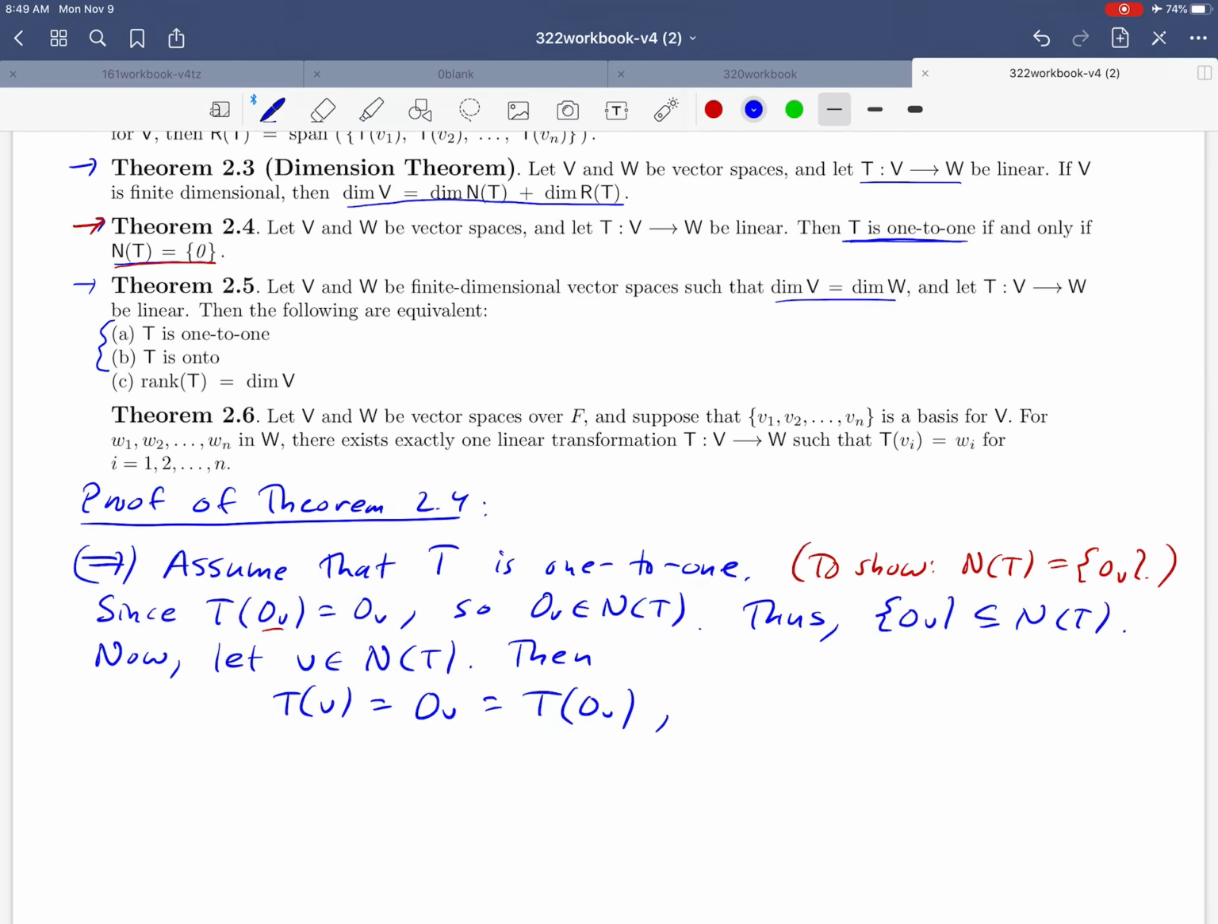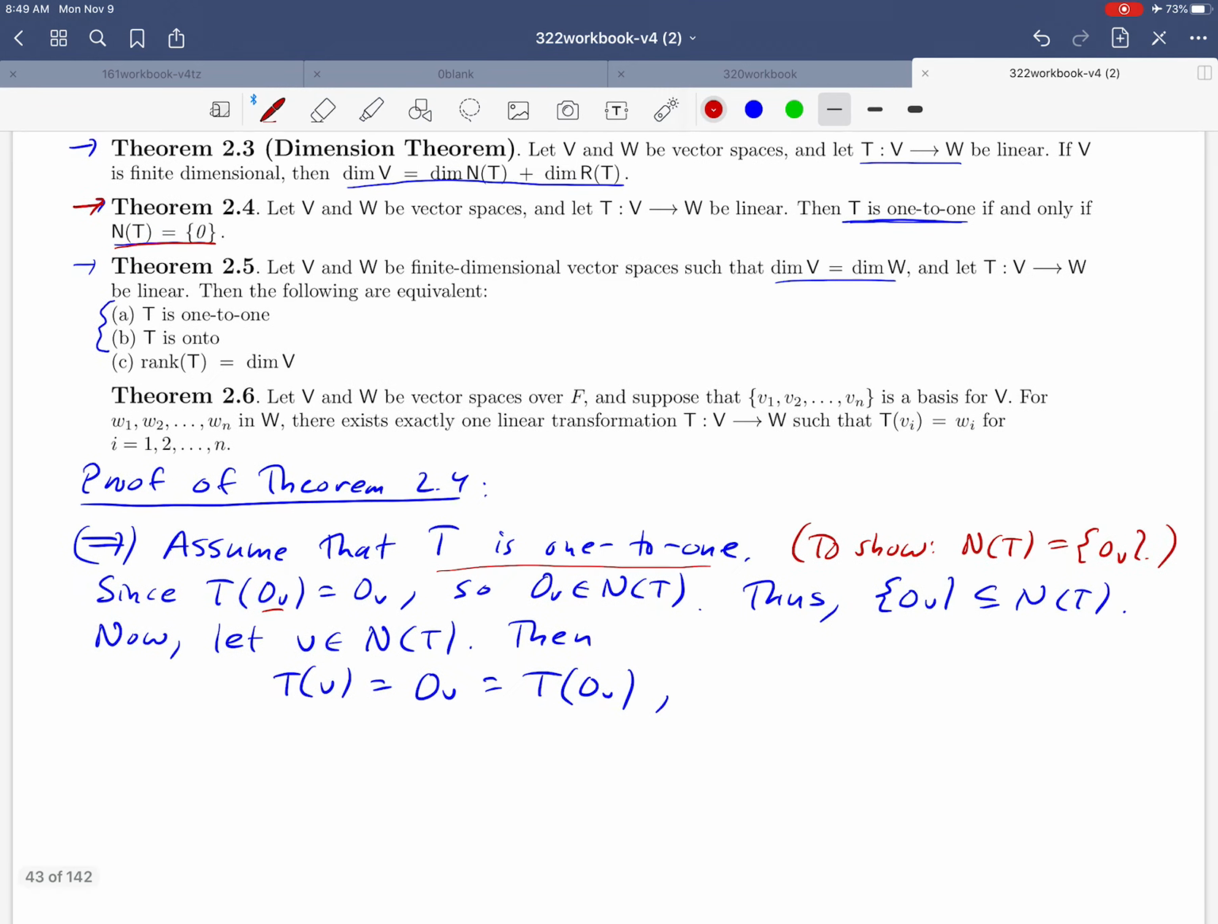And now we're going to use our assumption. T is a one-to-one function, so what has to be true if we plug in both v and 0 and get the zero vector out? That forces v to equal the zero vector. That's the only way that this can be a one-to-one function.